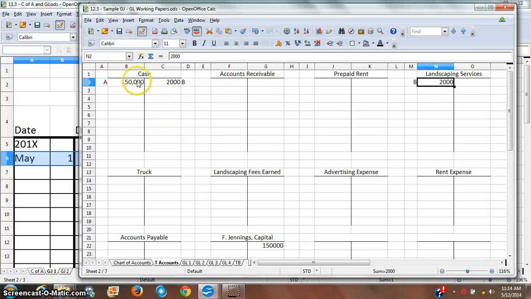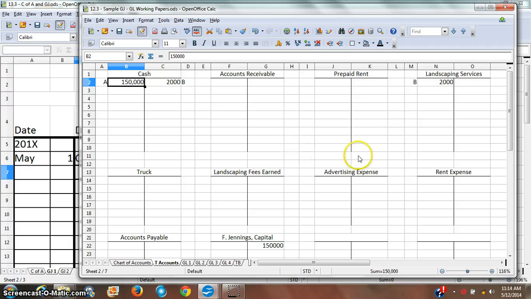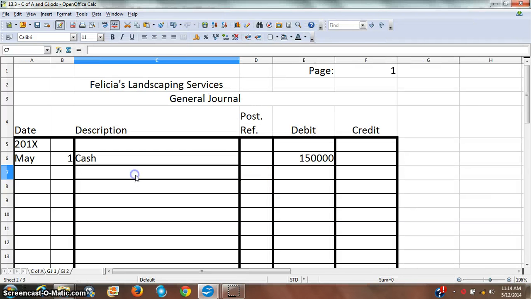So here I go with my first transaction. For this one, cash is a debit. So there's cash, and I'm going to put cash here, and then I'm going to put cash in the debit column. And then for my next line, I'm going to put capital on the next line here. So I'm going to indent a few spaces. There I am. And I'm going to write capital, and then I'll put capital on the credit side. And I don't need to use this posting reference column just yet. I'll show you how to do that in a minute. So I've got my debit on the first line of this transaction, and then for the second line, I've got my credit.